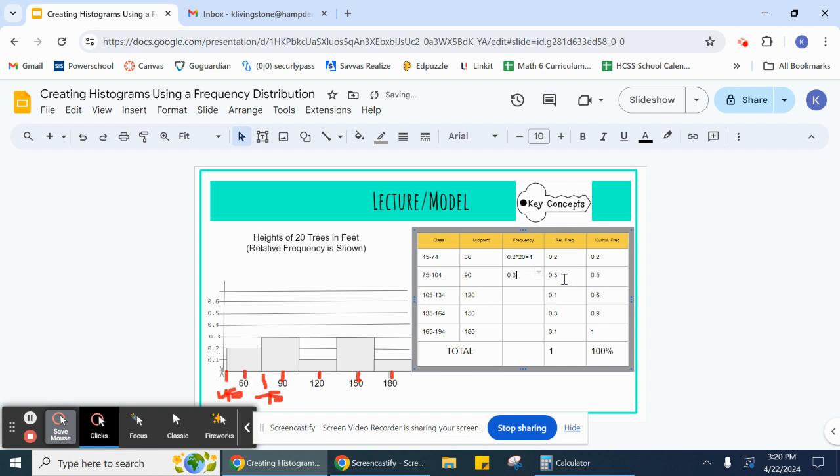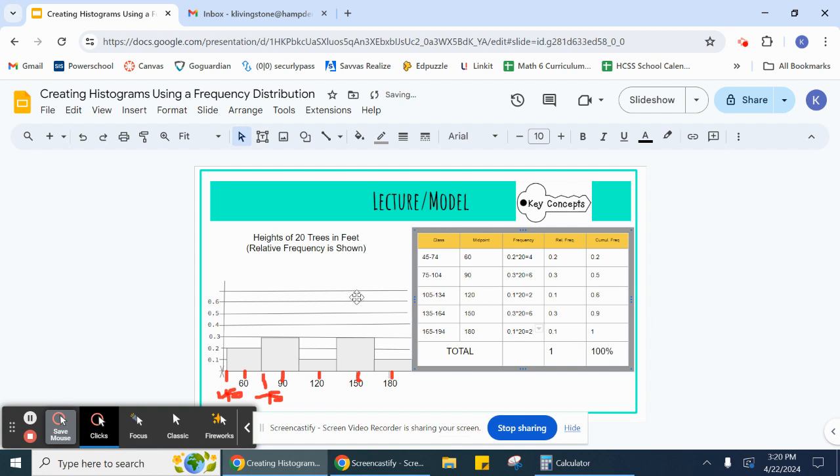30% of 20 values is 6. 10% of 20 values, again, remember, of means multiplication, is 2. 30% of 20 values is 6. And then 10% again of 20 values is 2.